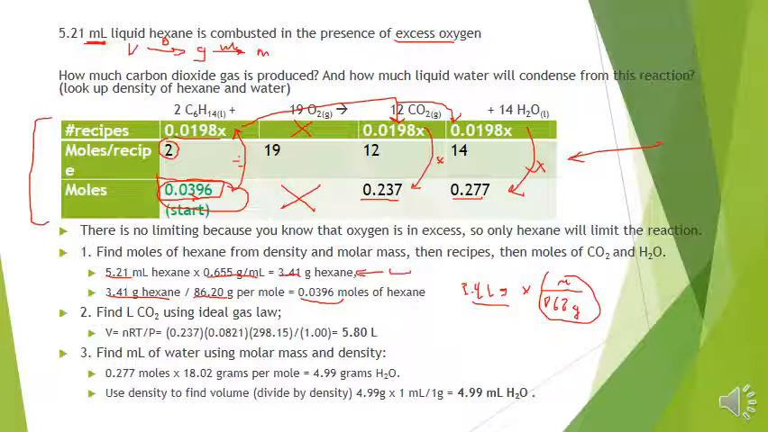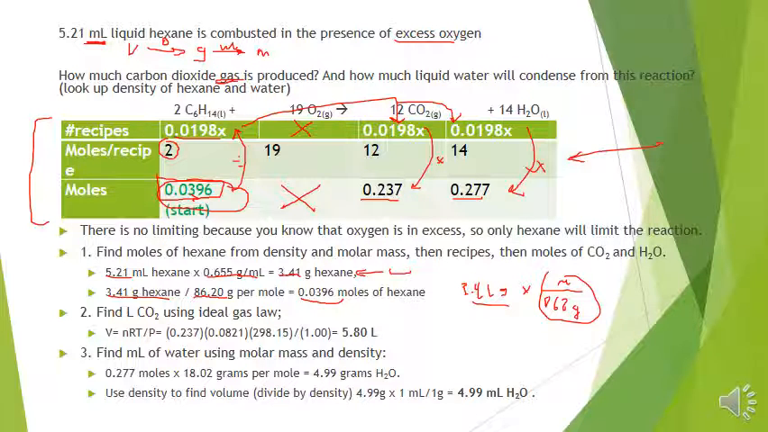0.0198, 14 times 0.0198. Now what we have to do is come up with what we need, what it's asking us. It says how much carbon dioxide is produced. I should have asked you how many liters. So, how many liters of carbon dioxide will be produced? It maybe should have been more explicit: at 25 degrees Celsius, 1 atmosphere.